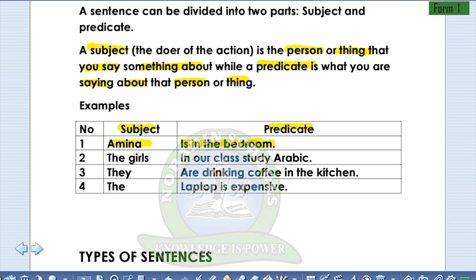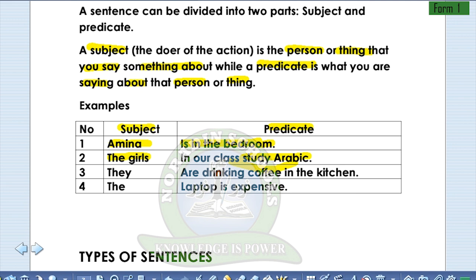The girls in our class study Arabic. Now in this sentence, you can say the girls in our class is the subject. Study Arabic is usually the predicate. In our class, it's called a noun phrase, and usually it can go with the subject because it refers to the subject. So the predicate starts from here.